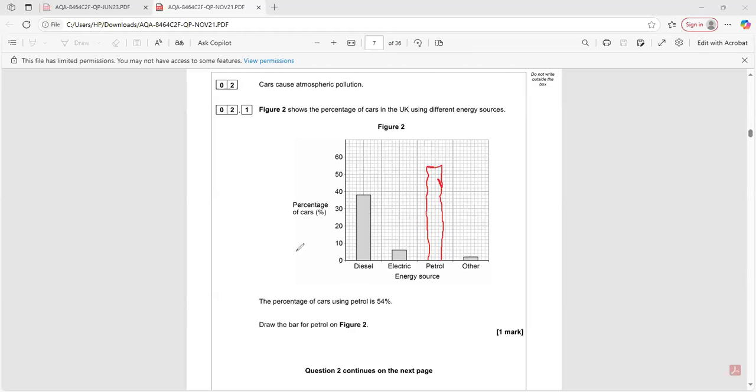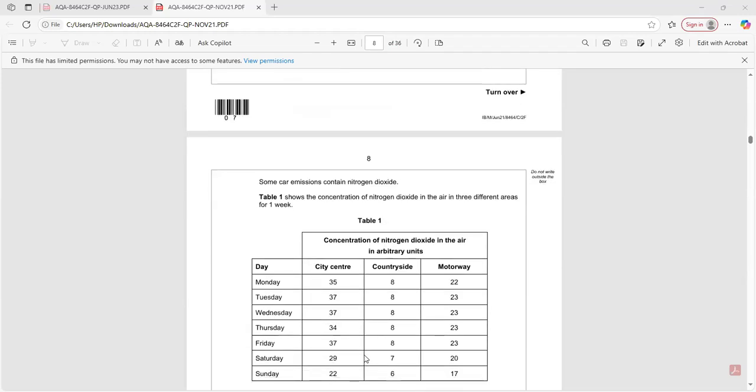Okay. So that will be the box for petrol. So that means more people use. So the next one says some car emissions contain nitrogen dioxide. It says table 1 shows the concentration of nitrogen dioxide in the air in 3 different areas for 1 week.